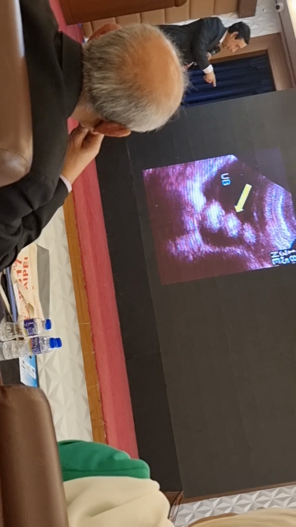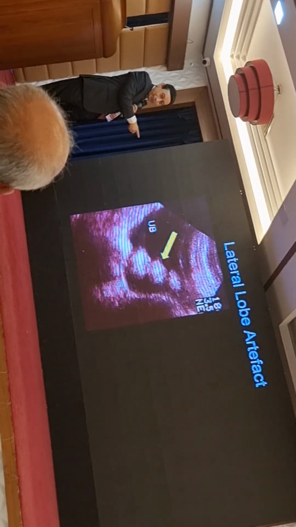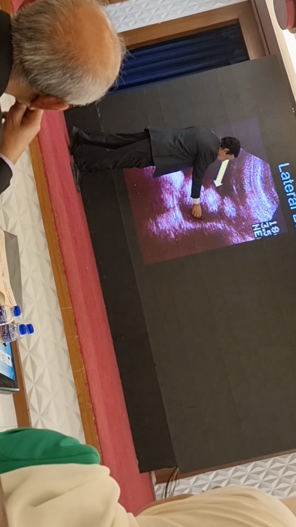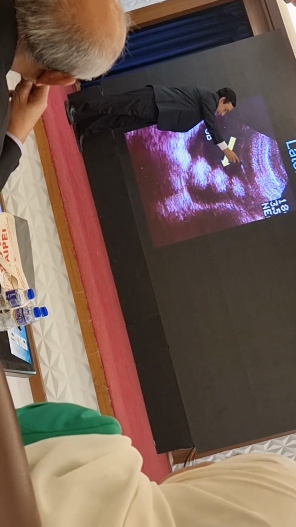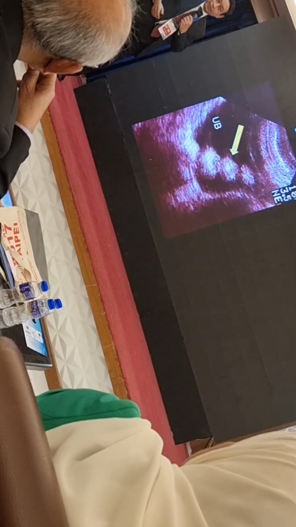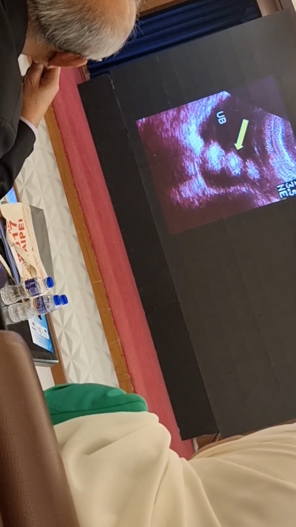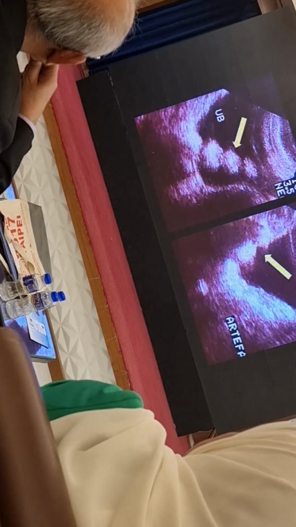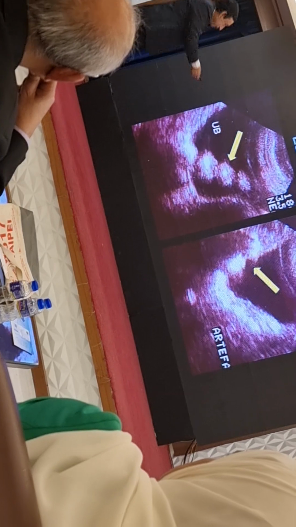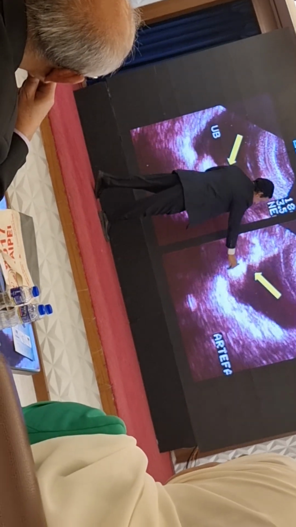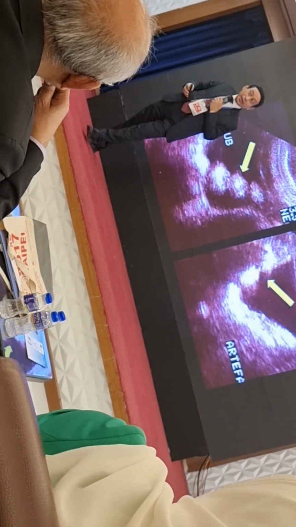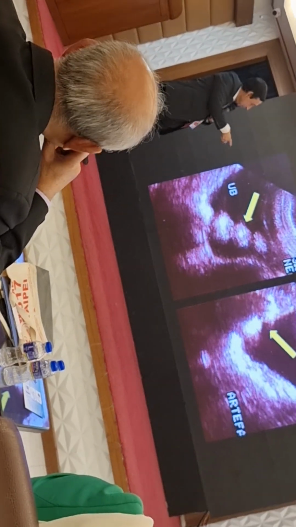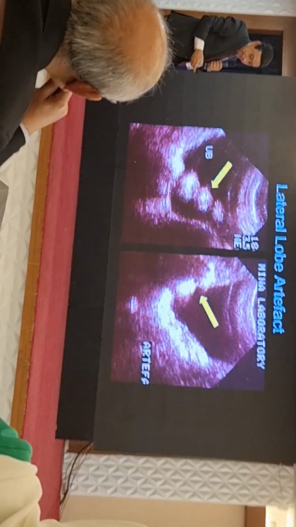But here, this is another very problematic one. Inside the urinary bladder, on both sides, there is urine. And inside there is a structure. So no confusion, this structure is inside the urinary bladder. But in a different section, you see this is clear. And where is it? This is here. Lateral lobe artifact. These images are pulled inside the urinary bladder.